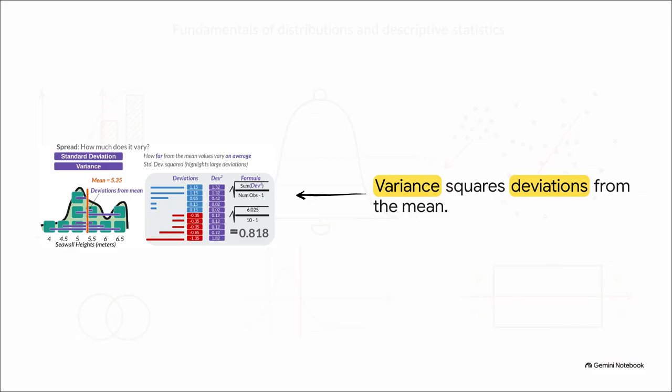Let's look a little closer at that step from the first to the second rung. To get there, we have to look at deviations, which is literally how far each individual seawall height strays from the mean. Variance squares those deviations, and by squaring them, it heavily mathematically penalizes extreme outliers. It makes those unusually tall or dangerously short seawalls absolutely impossible to ignore.